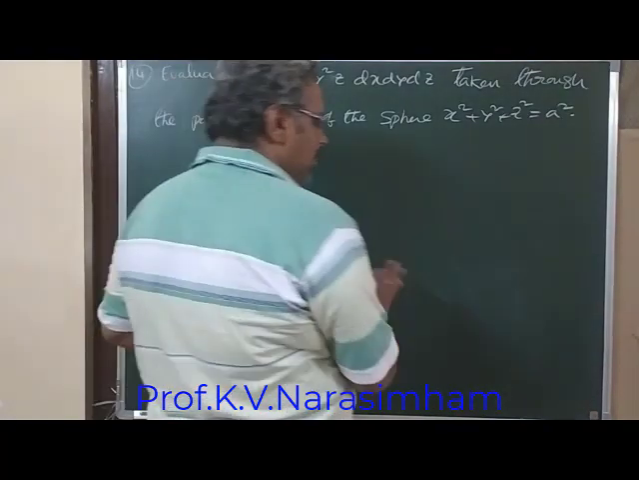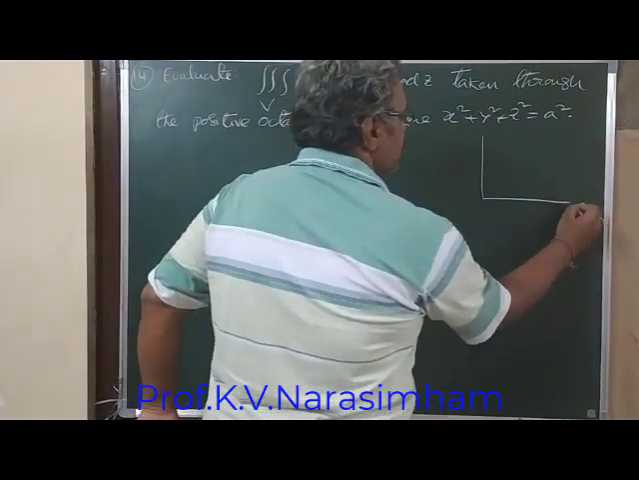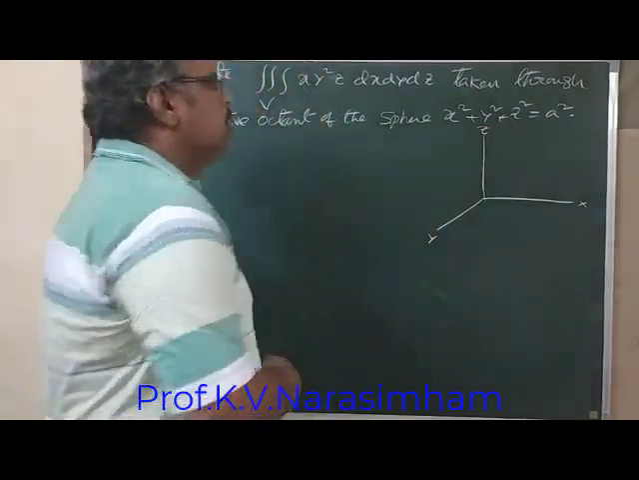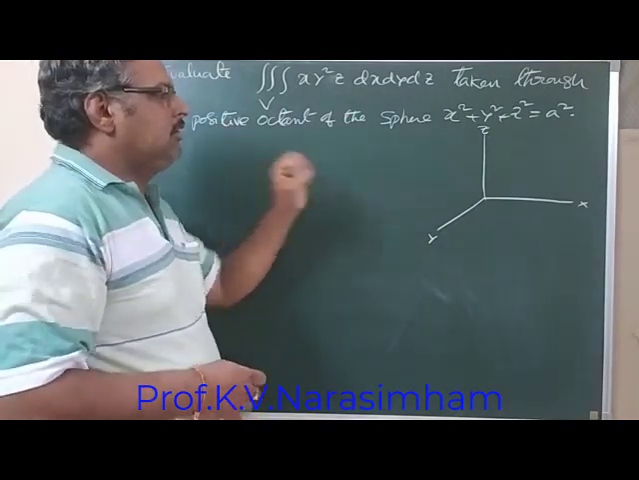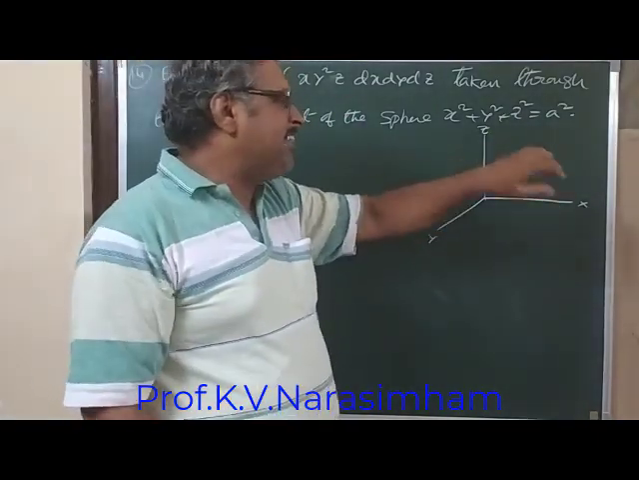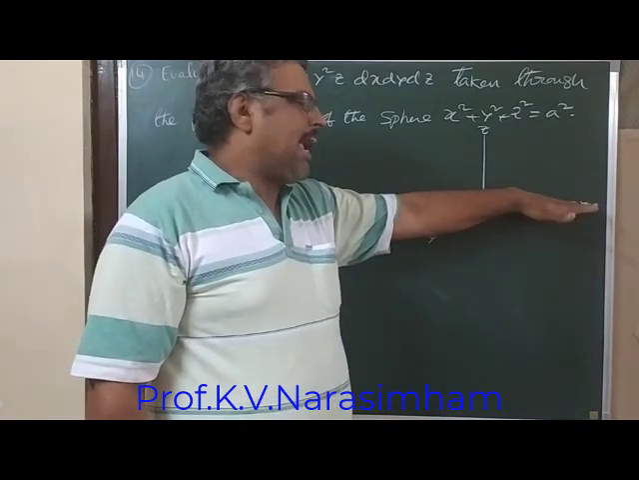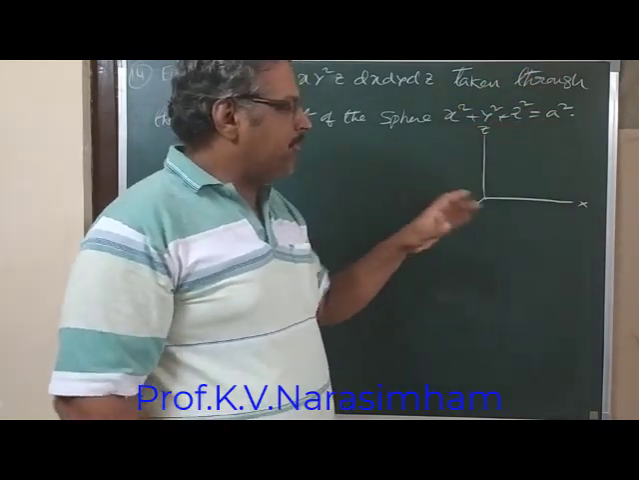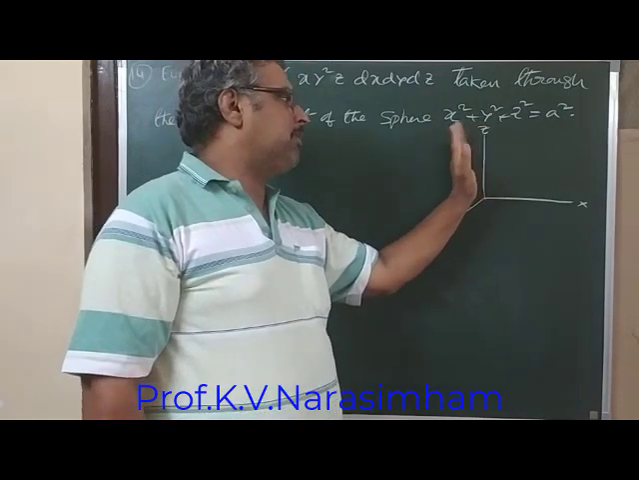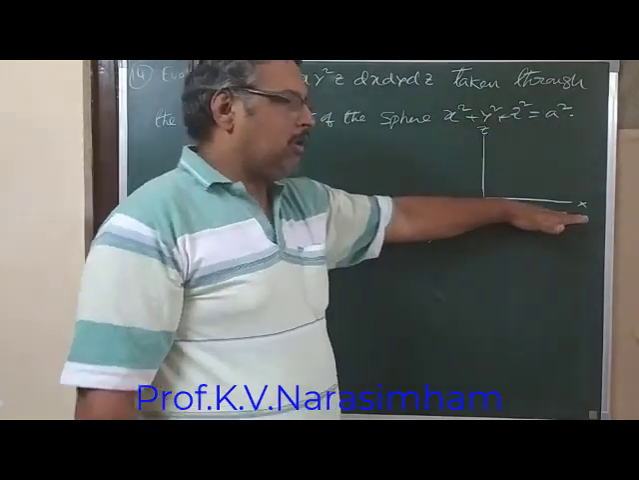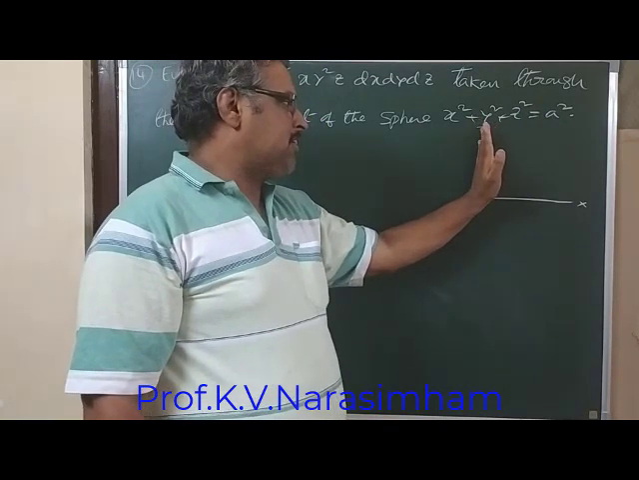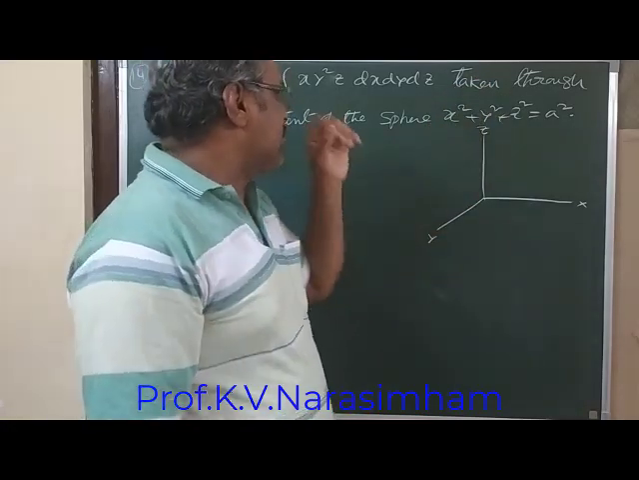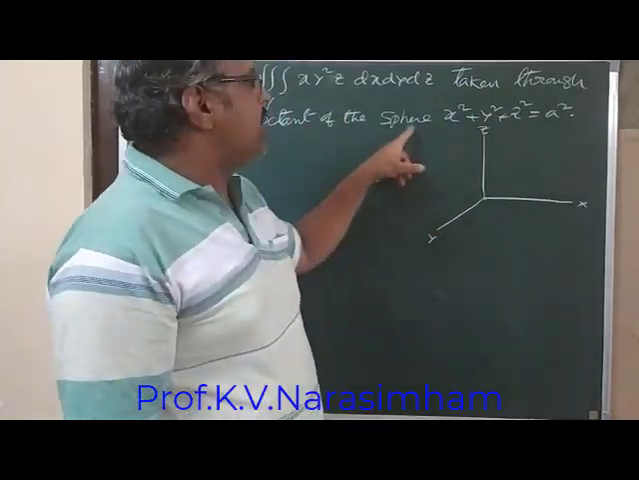What is the given volume? Observe, this is the x-axis, this is the y-axis, this is the z-axis. The positive octant of three-dimensional geometry is nothing but the region between the xy plane, yz plane and zx plane. The xy plane is the lower portion, the yz plane is this side, xz is this one. The region between these three planes. So, the positive octant of the sphere.